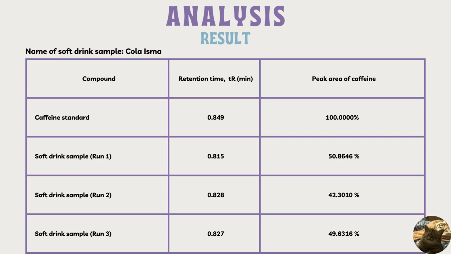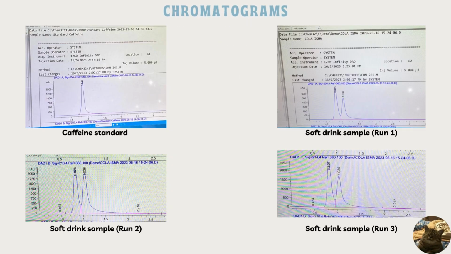The retention times of the soft drink samples that were run once, twice, and thrice were 0.815, 0.828, and 0.827 minutes respectively. The peak areas of caffeine for the samples are 50.8646%, 42.3010%, and 49.6316% respectively. These are the chromatograms that we obtained after the samples went through the HPLC. The peaks are shown in the chromatogram and are interpreted as the retention time.